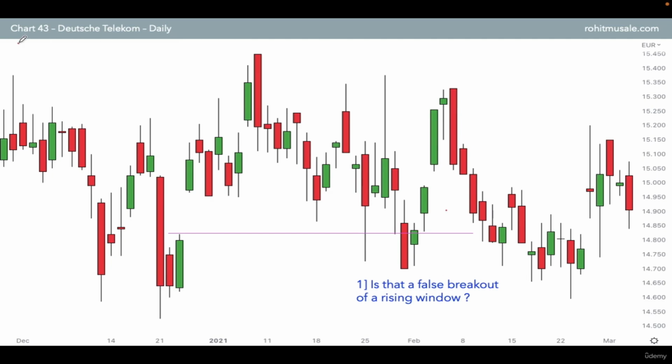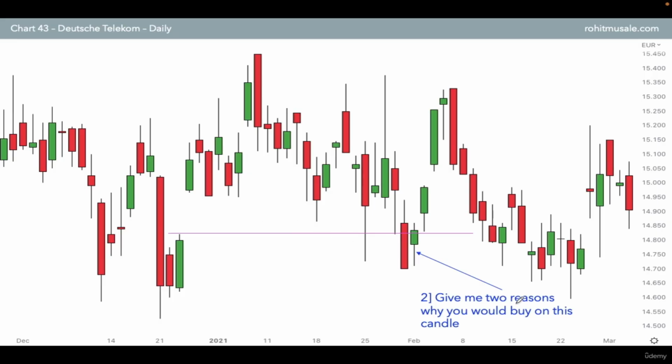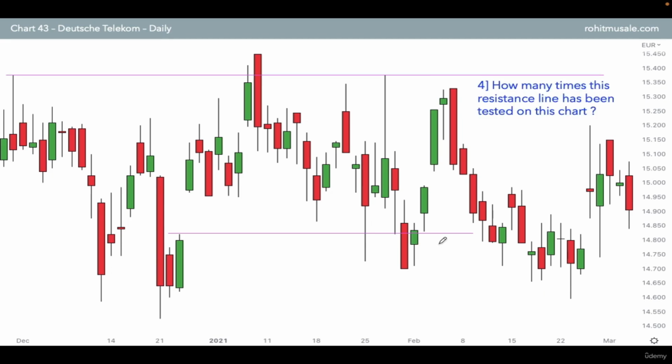Chart number 43, Deutsche Telekom, daily time frame. Is that a false breakout of a rising window? So you look at this pink line here. Number 2, give me 2 reasons why you would buy on this candle. So this green candle. Number 3, if you bought on this candle, where would your stop loss be? Again, the same candle.